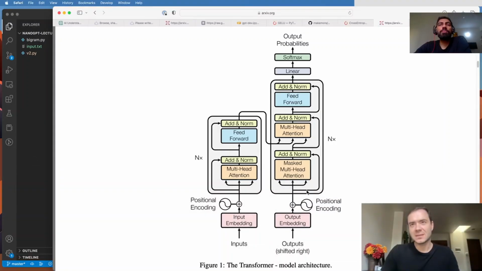The first one in this diagram is you see this arrow here, and then this arrow and this arrow.